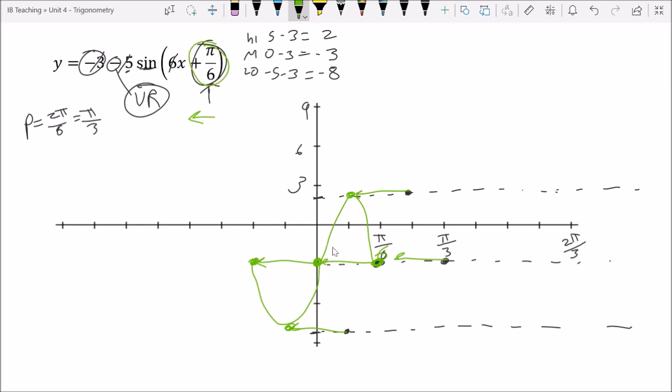And because I've done that, I can still see the pattern. This still goes middle, low, middle, high, middle, which means it's clear to see the next one's going to be low, and then middle, and then high, and then back to the middle. So I can complete 2 full periods of this graph now. And that's it. So that's how I do these.